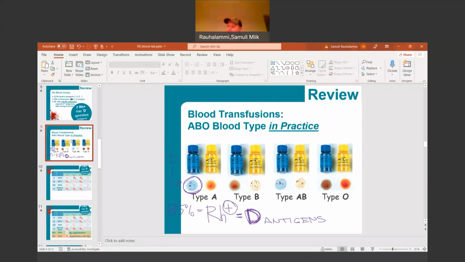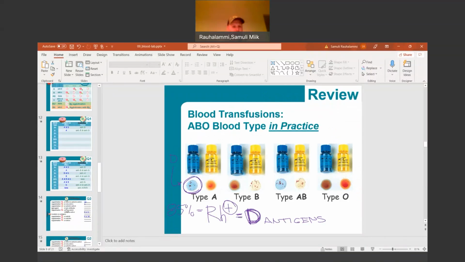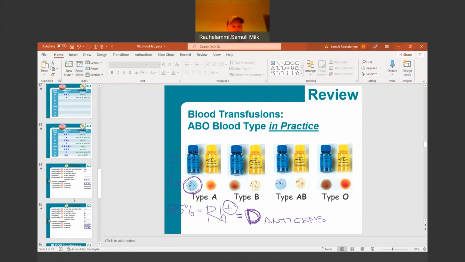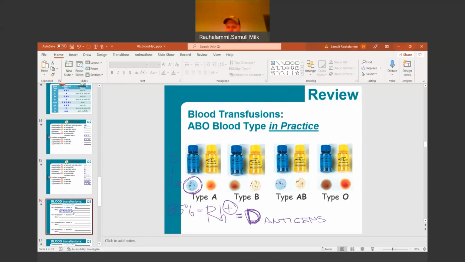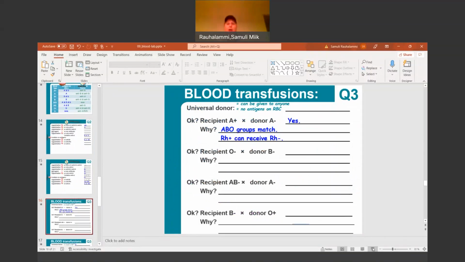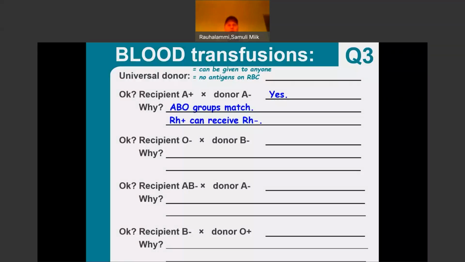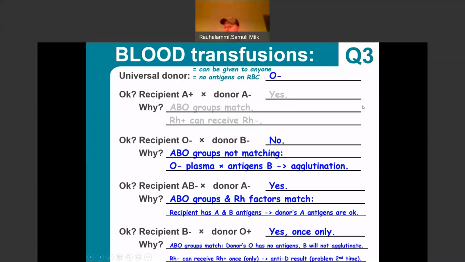Now I think we're ready to have a look at the blood transfusion. So mixing two types of bloods. Let's have a look at that a little bit. And that was question 3 on the lab worksheet. We're going to start by talking about which blood type is the universal red blood cell donor. And that was, of course, our individuals with blood type O negative.